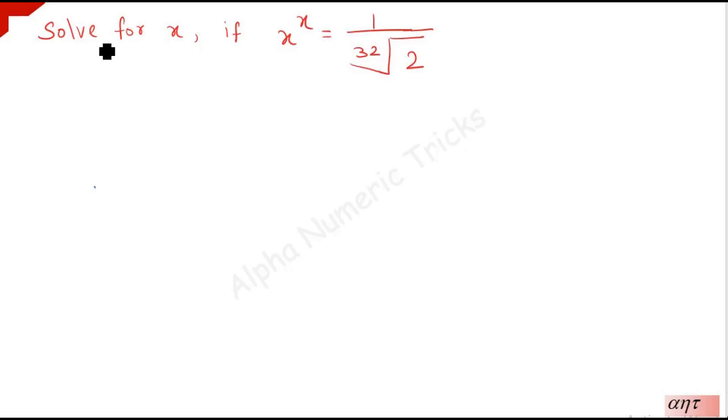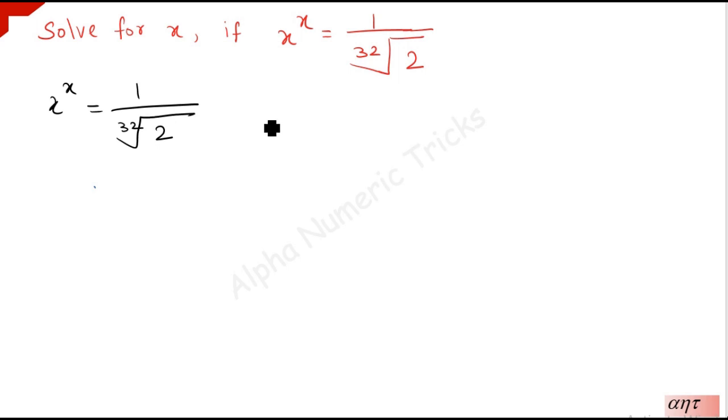Hi guys, now we are going to solve this nice olympiad problem. x to the power x is equal to 1 upon the 32nd root of 2. We have to find the value of x. x to the power x is given to be 1 over the 32nd root of 2.